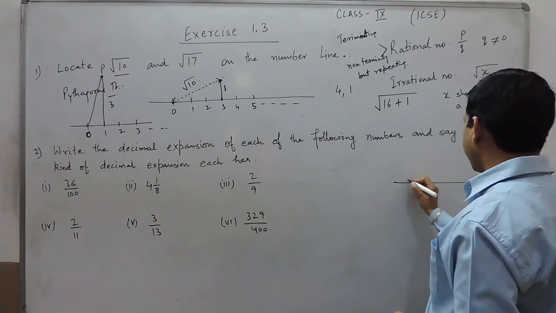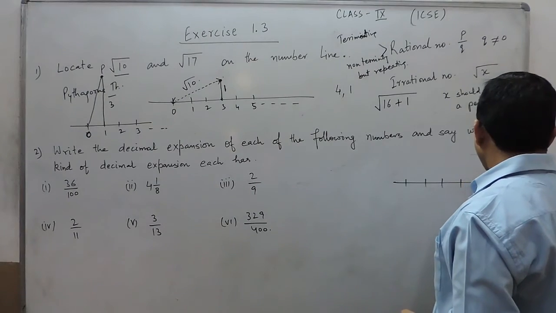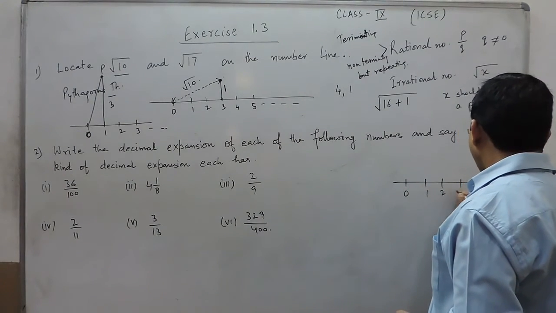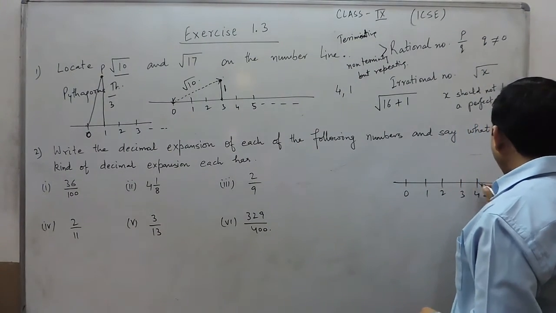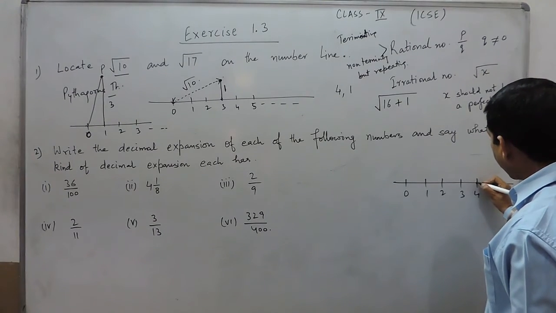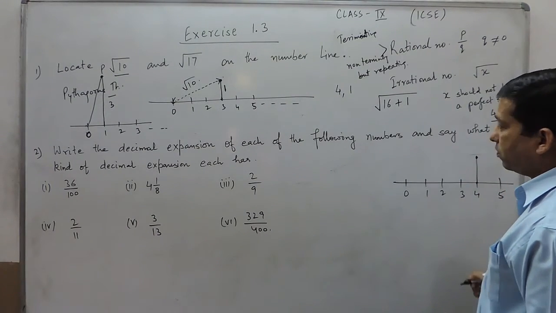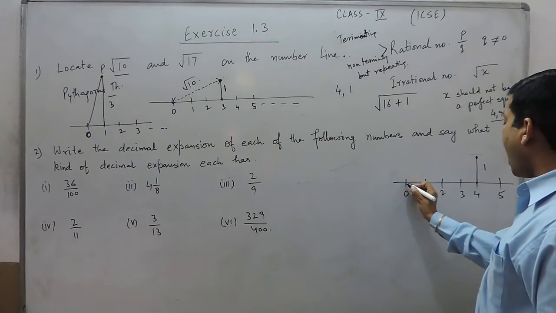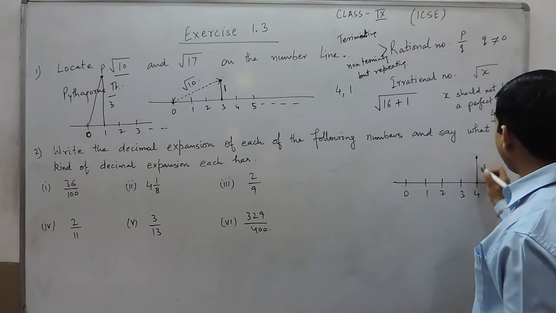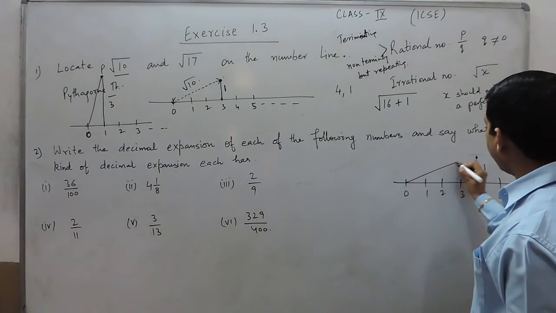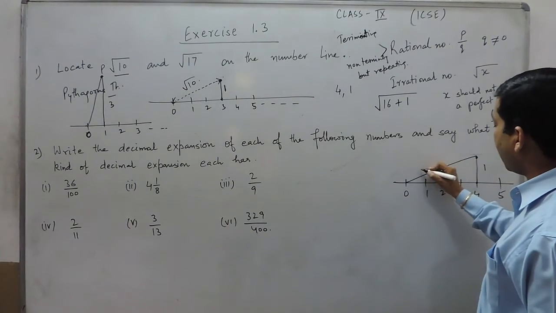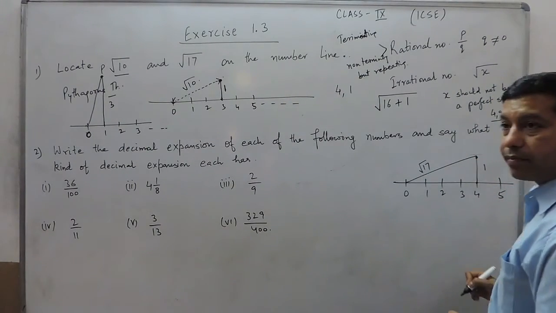Then on a number line, either taking 4 into consideration, and from this 4 we take 1 above. So 4 square plus 1 square becomes 17, and the hypotenuse will come out to be under root of 17.